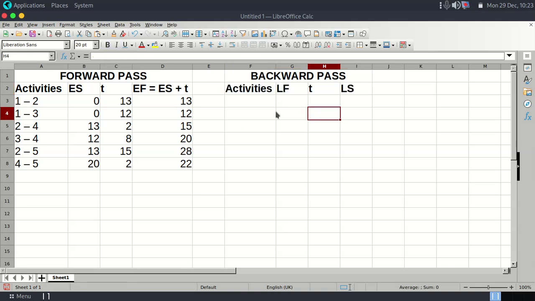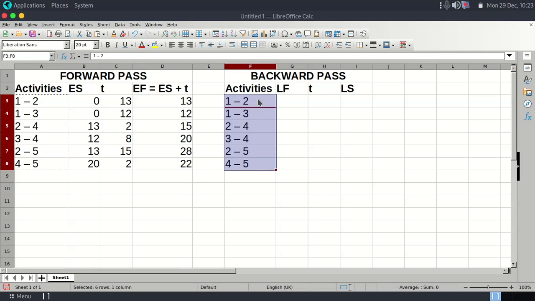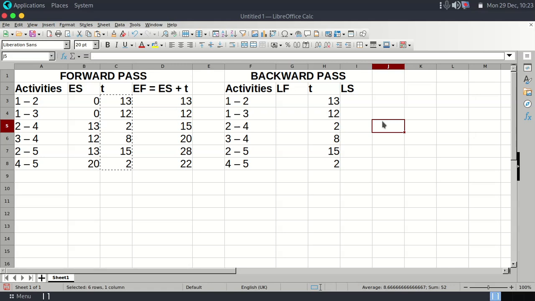Okay, now the activities you were already given, these are the activities we have. And even the time, we already have our time. This is our time, nothing can change.